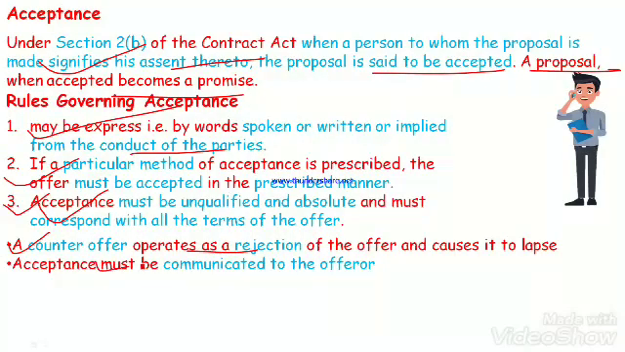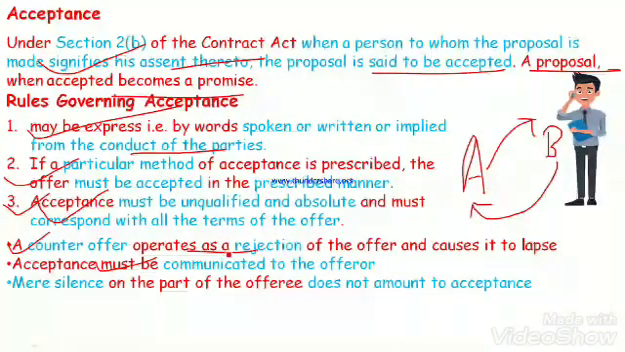The fifth point is, acceptance must be communicated to the offerer. For example, there was Mr. A. A gave an offer to B, and B communicated that I am accepting your offer. Then it will be called complete communication between the offerer and offeree.